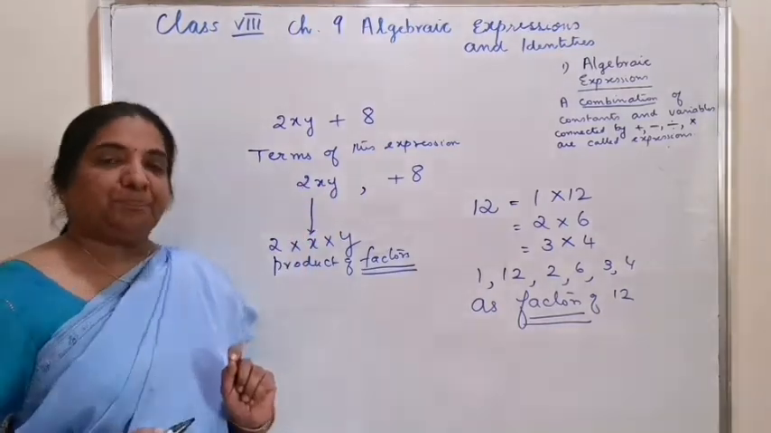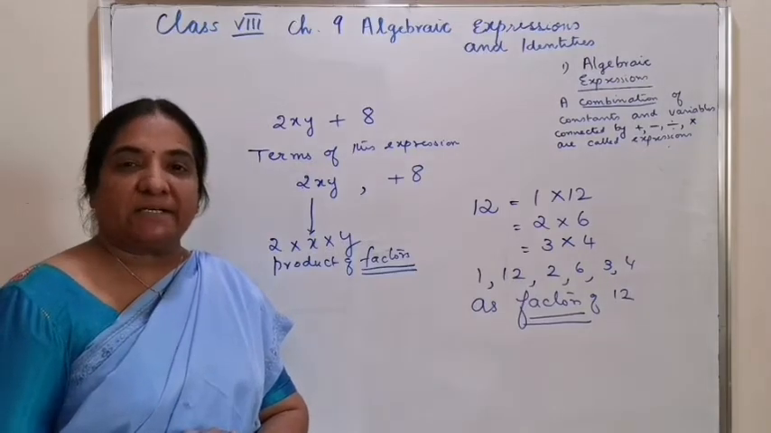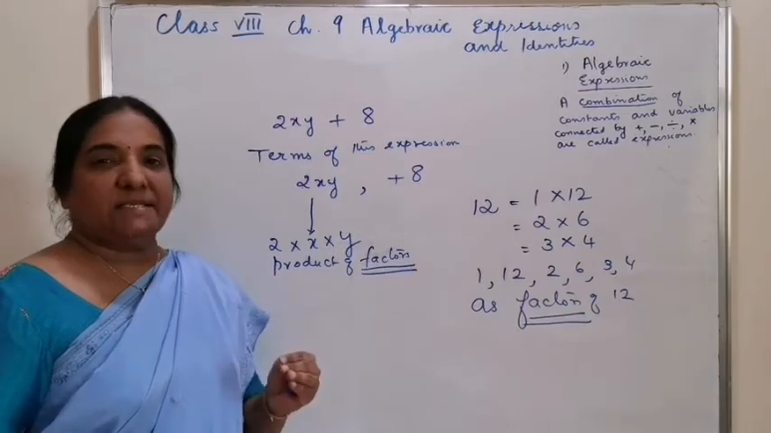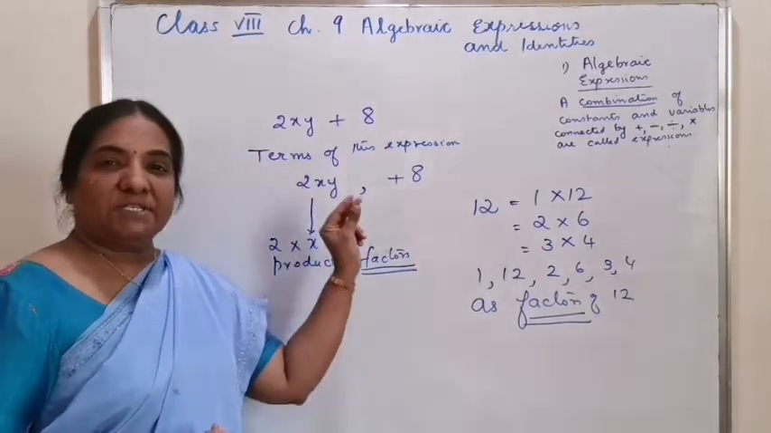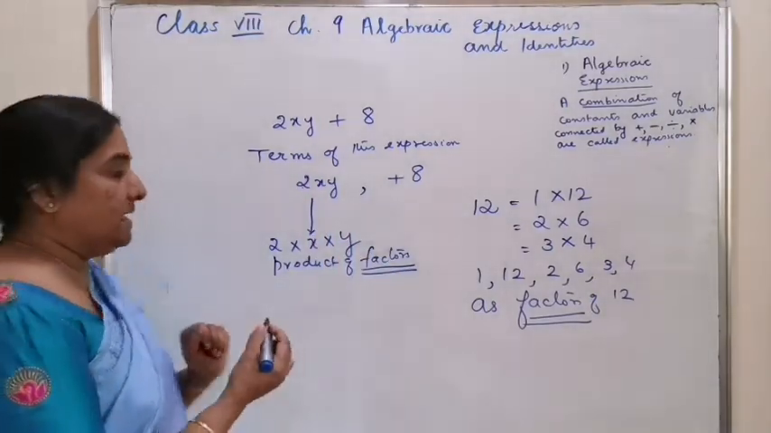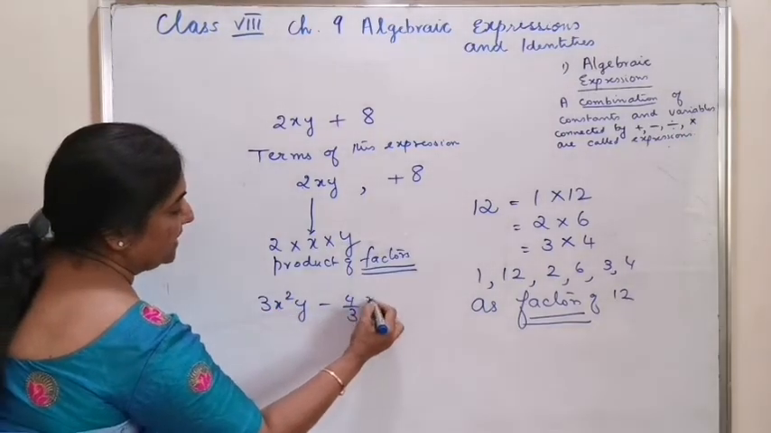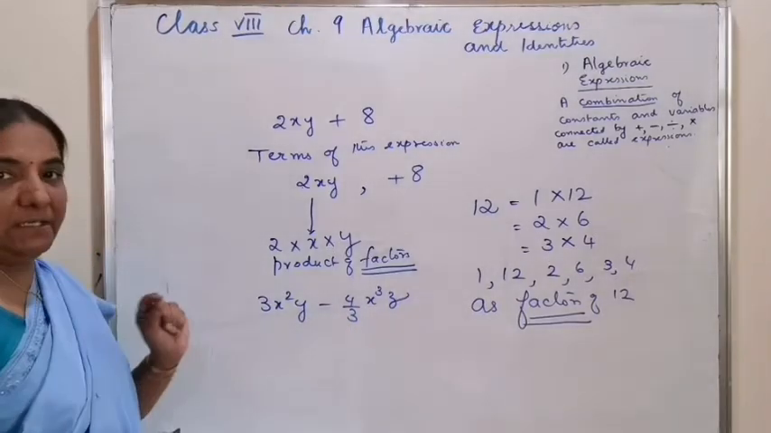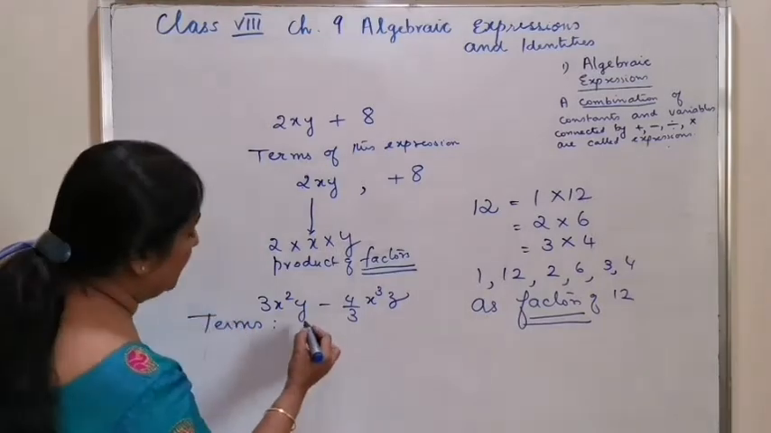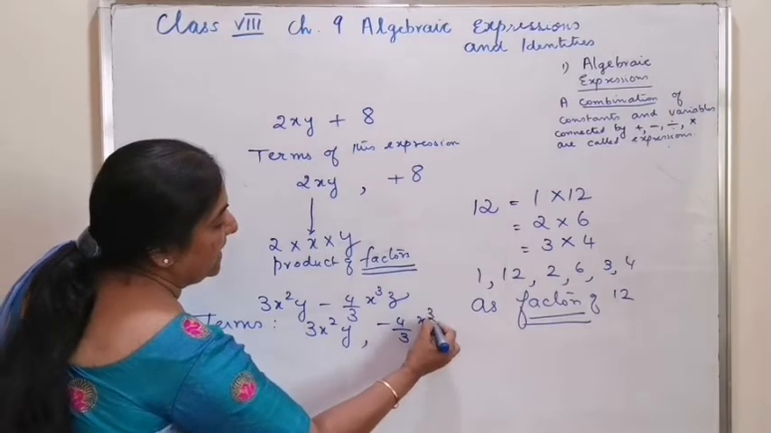2xy is a term, and so 2xy is formed as the product of the factors 2, x and y. So you can understand what is the meaning of a term and what is the meaning of factors from this algebraic expression. Similarly, a second example of 3x square y minus 4 by 3 x cubed z. So the first concept is, what are the terms? The terms are 3x square y and minus 4 by 3 x cubed z.